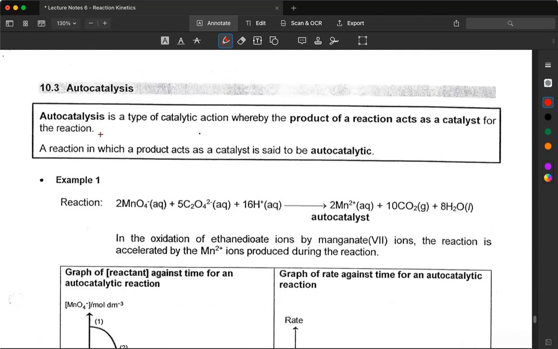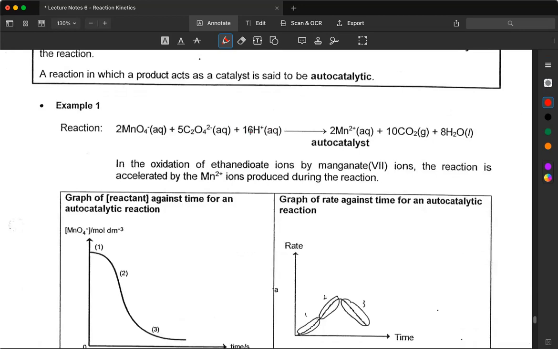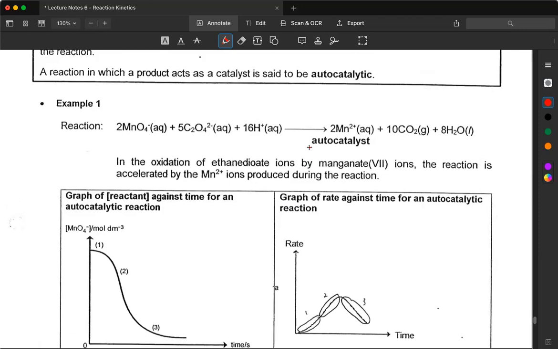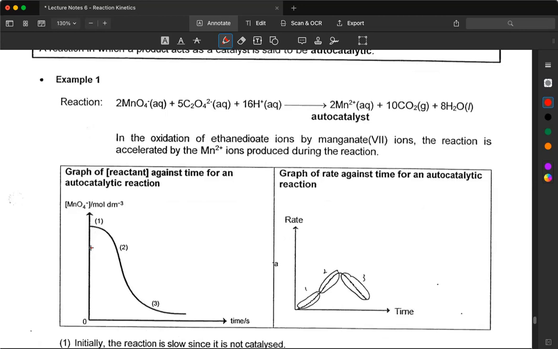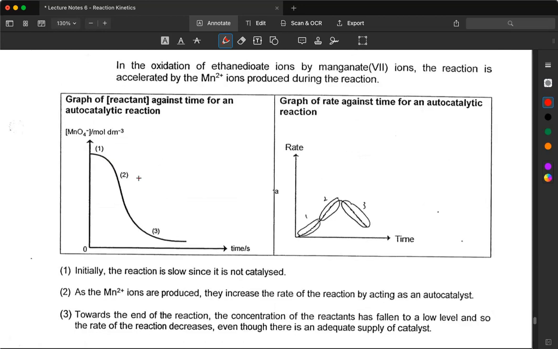Autocatalysis. It's a type of reaction where the product itself is a catalyst. So it's called autocatalytic. For example, this reaction. So how do you know that a reaction is autocatalytic? If you see that the reaction initially is slow, then suddenly when more Mn2+ forms, it suddenly becomes fast. So it's not a gradual change that you normally see, but you see something like this, it is confirmed autocatalytic.